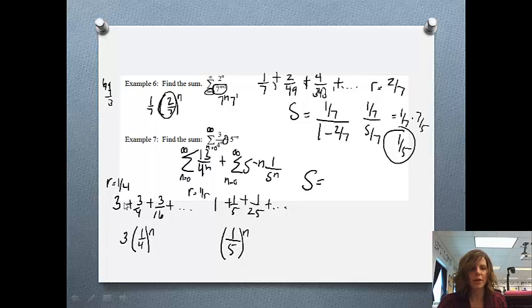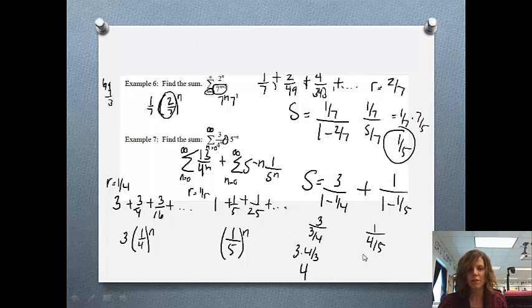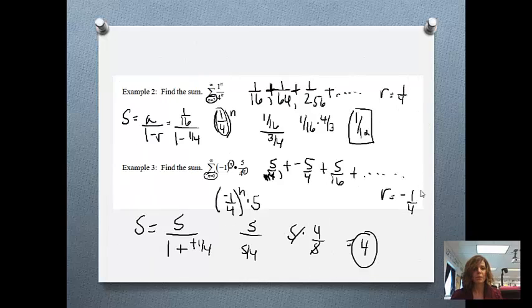So the first one, again, will be a over 1 minus r. So a is 3 over 1 minus the common ratio. That will be 3 over 3/4, which is 3 times 4/3, which is 4, and then plus a over 1 minus r for the second one. A would be 1 over 1 minus the ratio, which would be 1/5. So this will be 1 divided by 4/5, which will be 1 times 5/4, which will be 5/4. So 4 plus 5/4 would be 5 1/4. So my sum in this problem would equal 5 1/4. So hopefully now you are familiar with finding the sum of a geometric series.